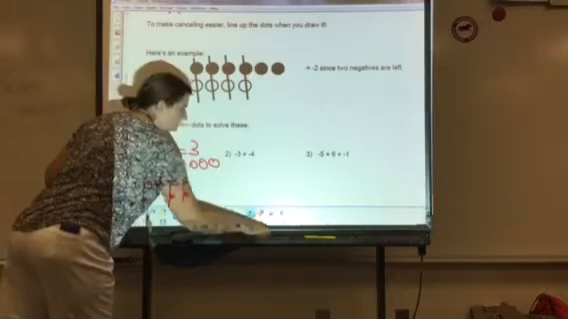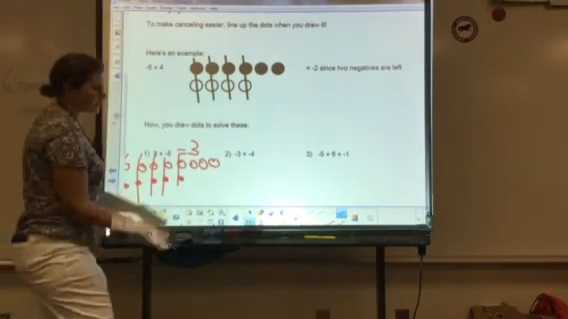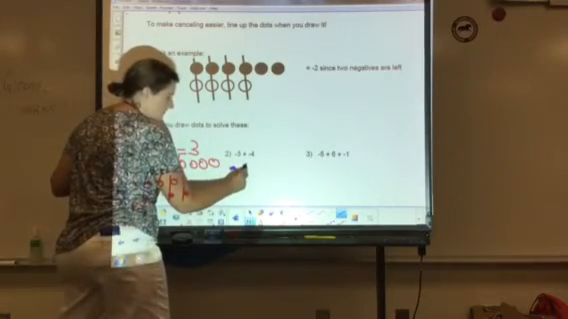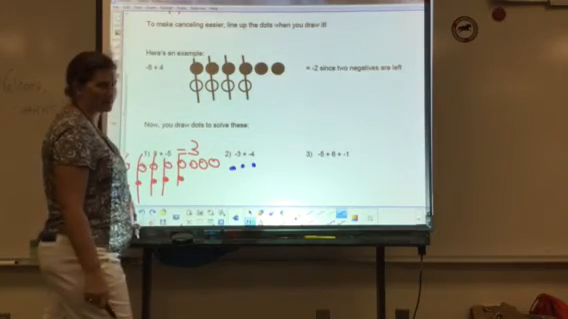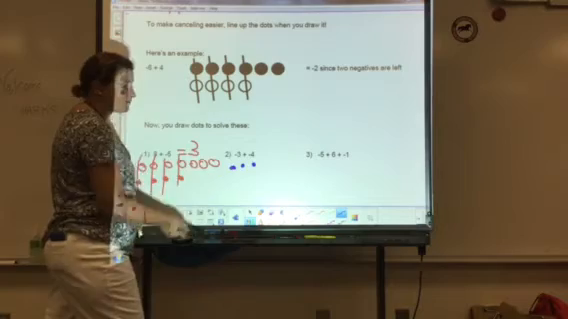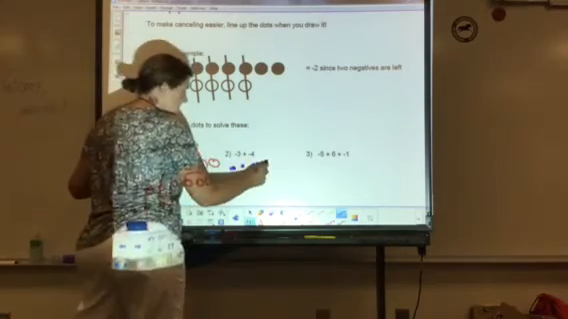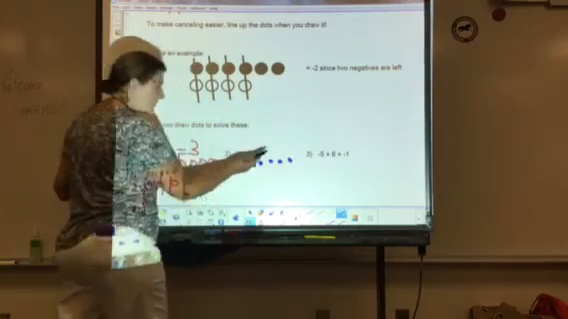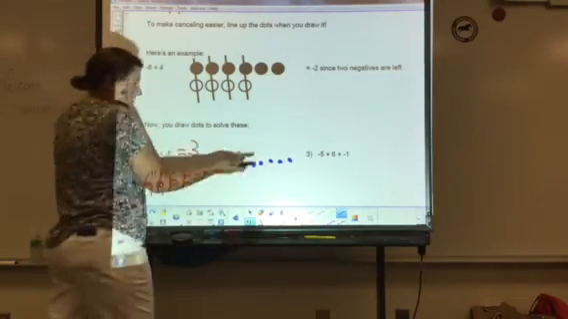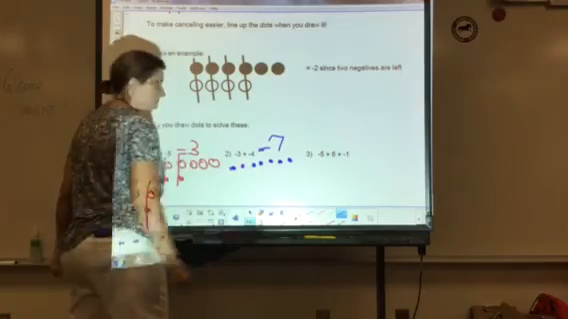Let's do one more together. -3 plus -4. Here are 3 negatives. Now be careful. Those are 4 what? Negatives. So when I add 4 more negatives, they're the same kind. There are no positive counters in that whole question, so I just get more negatives. That's -7. Got it?